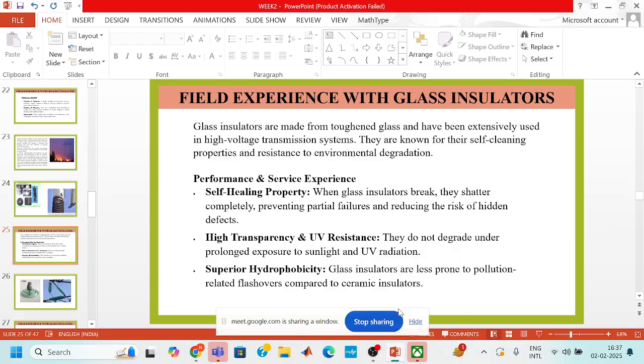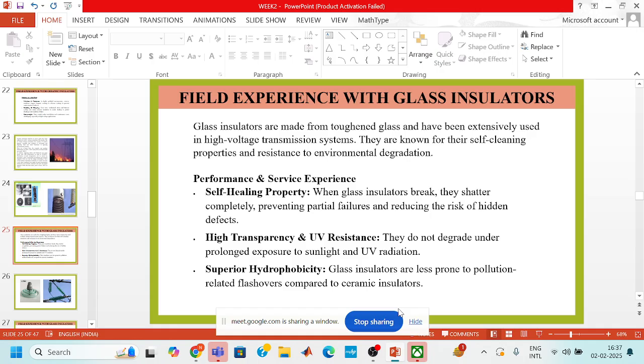Okay, glass insulators are made from toughened glass and have been extensively used in high voltage transmission systems. They are known for their self cleaning properties and resistance to environmental degradation. So they have different performance advantages, like the self healing property. When glass insulators break, they shatter completely. It prevents partial failures and reduces the risk of hidden defects.